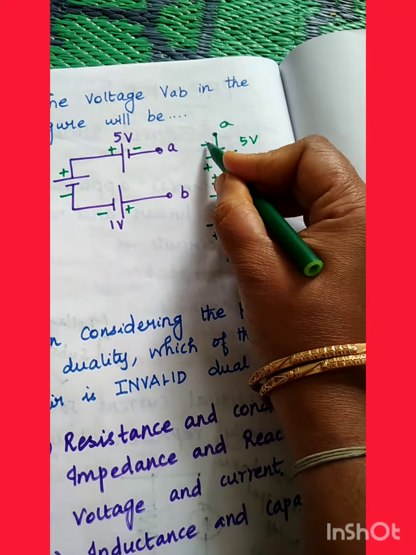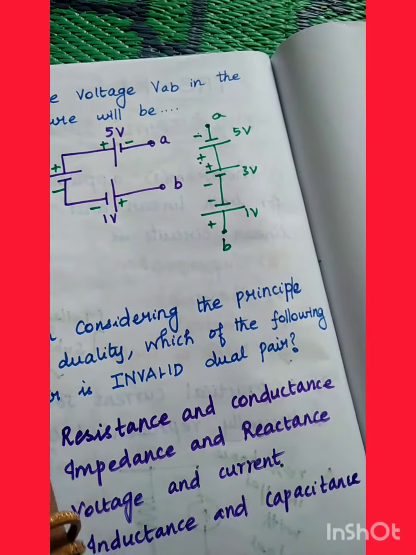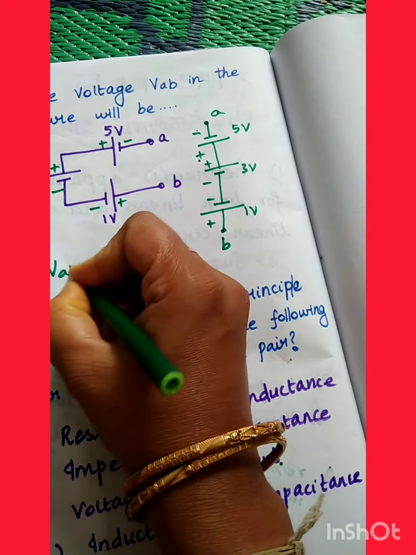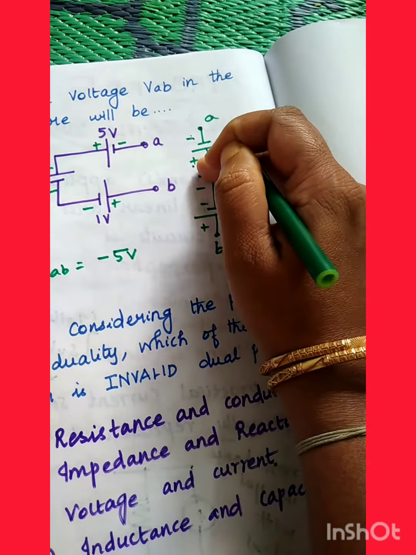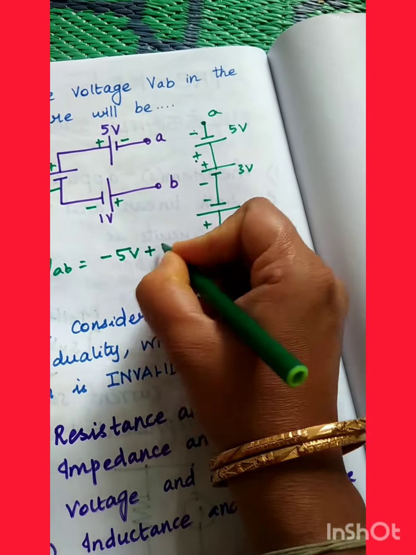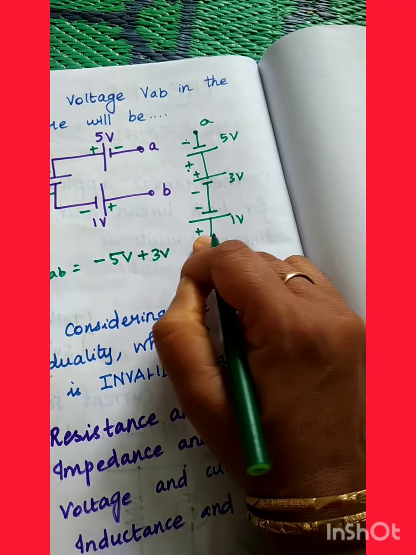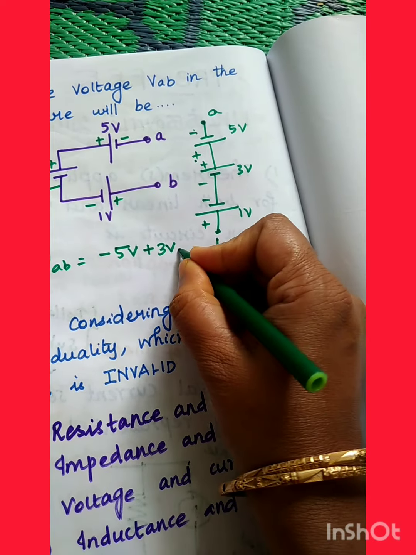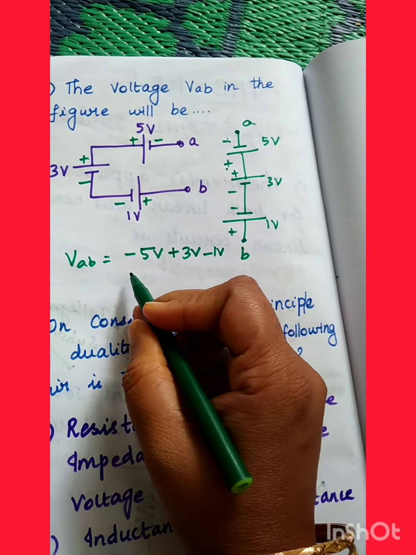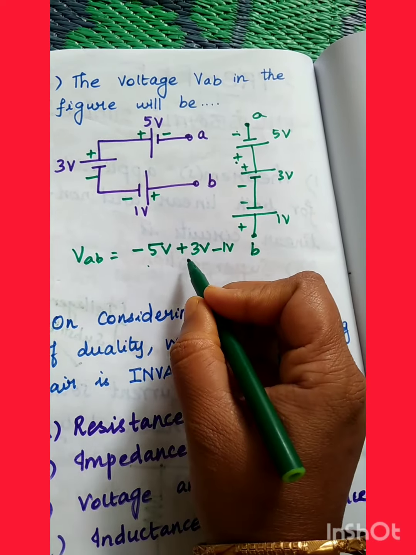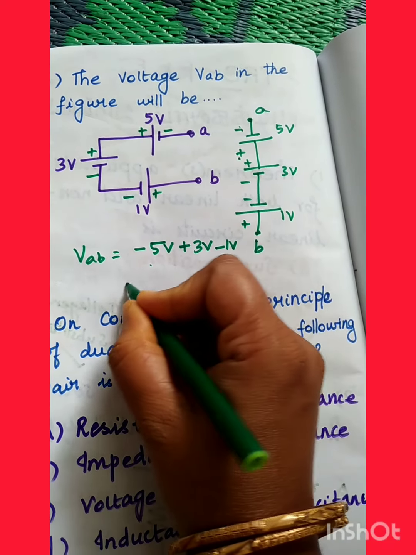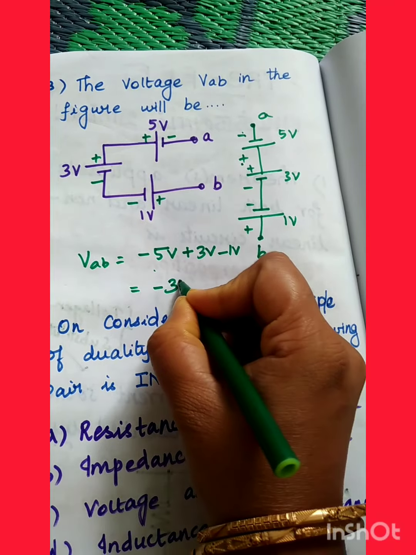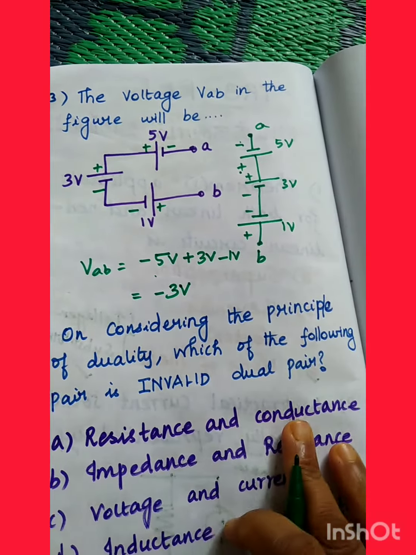Now tell me, minus to plus means we can have VAB equal to minus 5 volt, and then plus to minus, so we can have plus 3 volt, and minus to plus, so we can have minus 1 volt. So now adding all the 3 voltages, minus 5 plus 3 gives you minus 2. Minus 2 minus 1 gives you minus 3 volt. So VAB, the voltage, will be minus 3 volt.